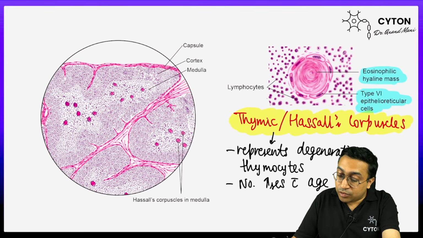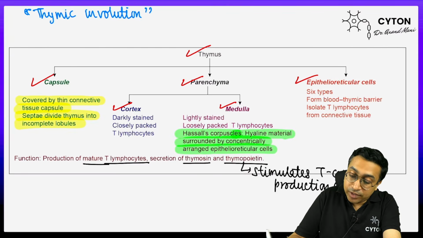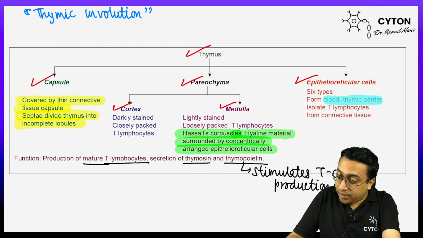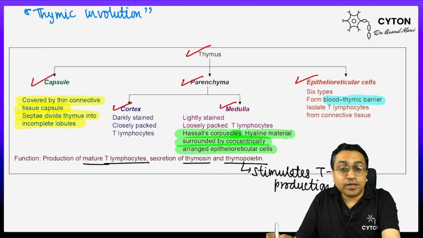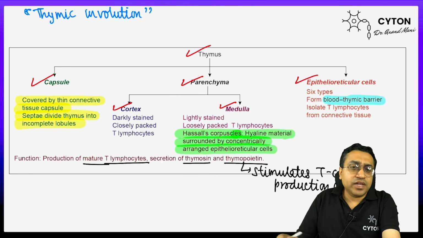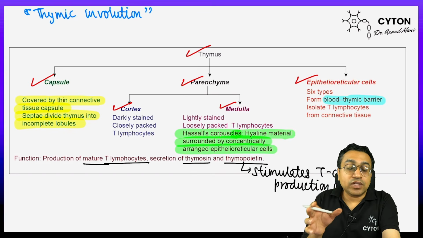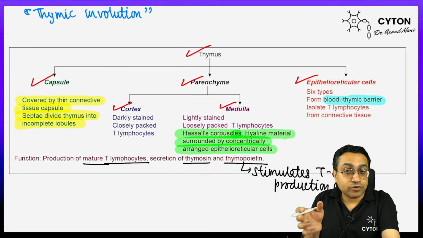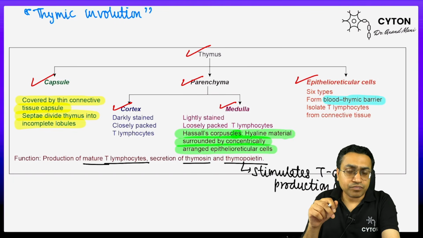Then we have something known as the blood thymic barrier, which is again formed by this only. The immature T lymphocytes mature in the thymus in an isolated environment. So they are prevented from exposure to the antigens by this blood thymic barrier. This isolates the T lymphocytes from the connective tissue.